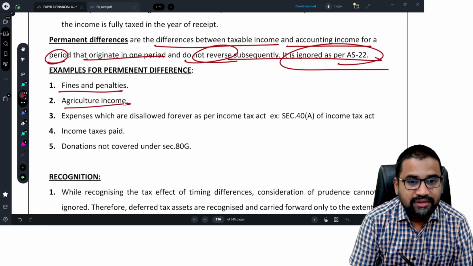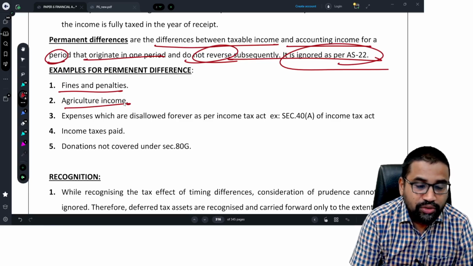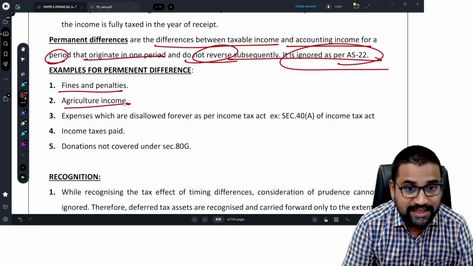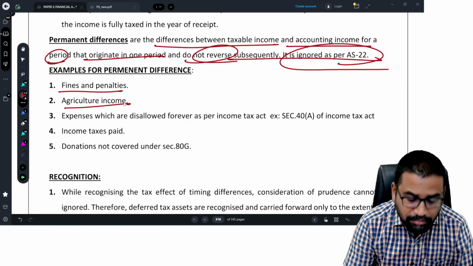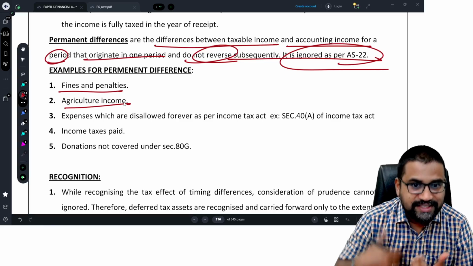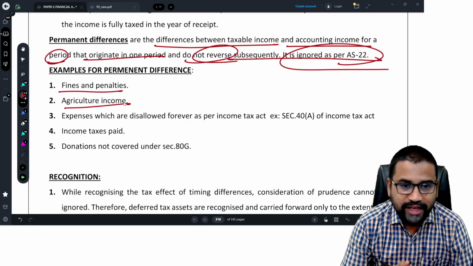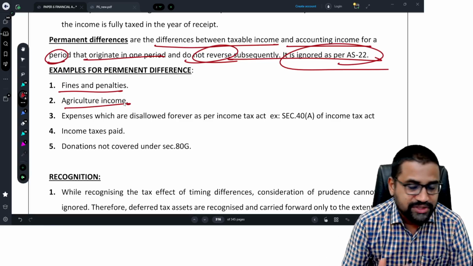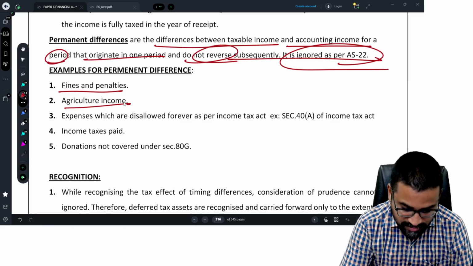Agriculture income. We know as per the Income Tax Act it is completely exempted. But in accounts we will consider that as income. So the difference is there. Is this difference going to reverse? No. Agriculture income is exempt. Exempt means exempt. So it is not going to be taxed again.